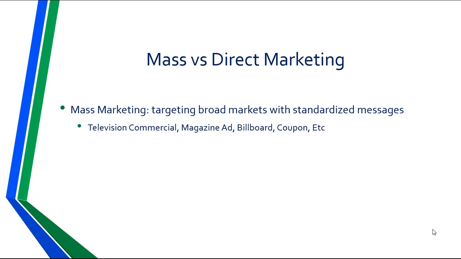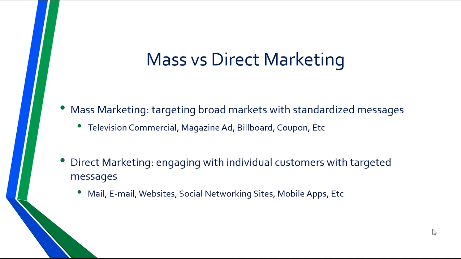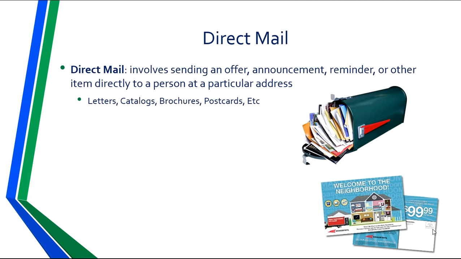Mass marketing is targeting broad markets with standardized messages. So it's all the things we've looked at, like TV commercials, magazine ads, billboards, sales promotions, and even personal selling. Direct marketing, on the other hand, is engaging with individual customers with very targeted messages. So we're going to look at items like mail, email, websites, social networking, and mobile apps and more over the course of our discussion in Chapter 14. This lecture is going to focus on traditional direct marketing forms, starting with direct mail.